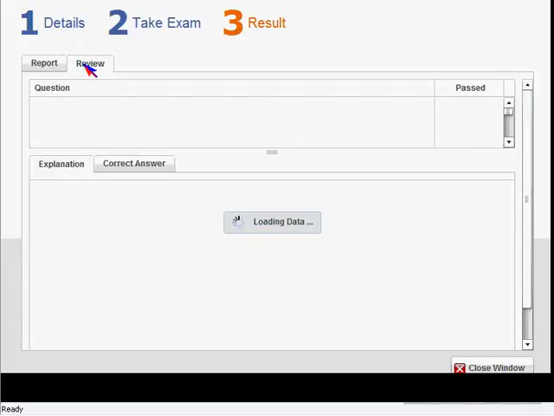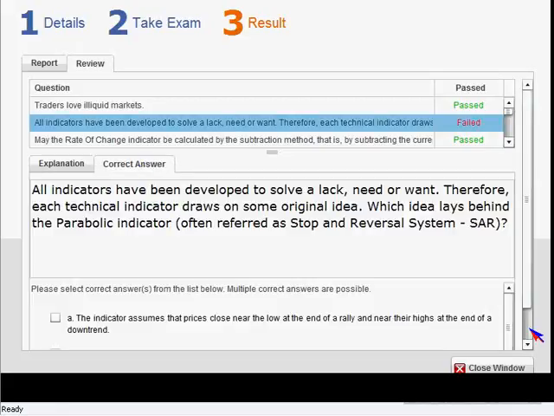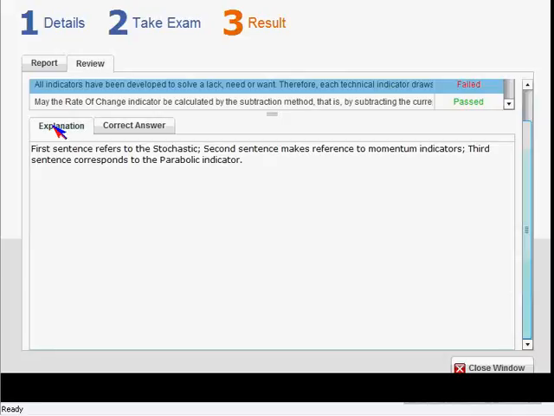See, we go in here to the review of the questions, and we see which questions we failed. You see the correct answer. The correct answer is the last one. And here is an explanation. Okay, because remember the SAR. The first refers to the stochastic. The second sentence makes reference to momentum indicators, and the third sentence corresponds to the parabolic indicator.